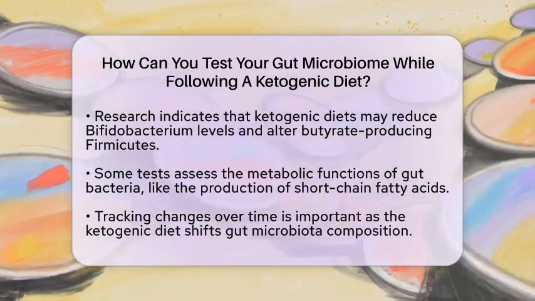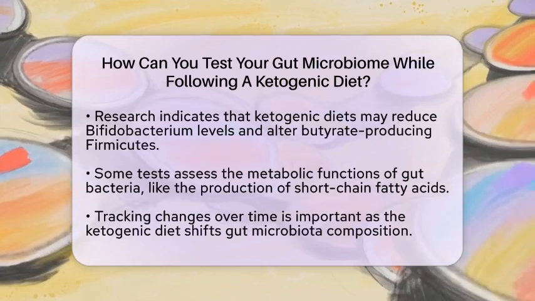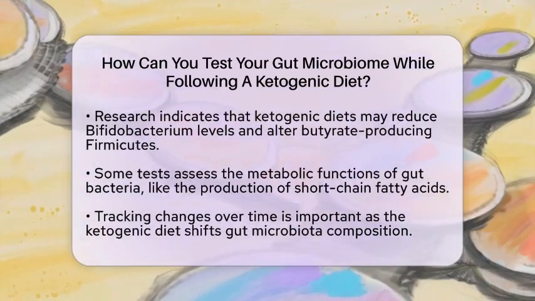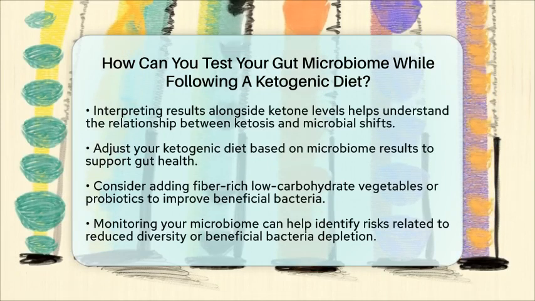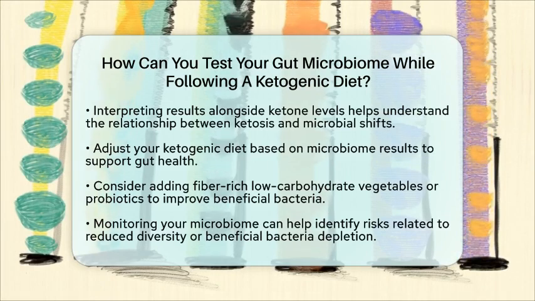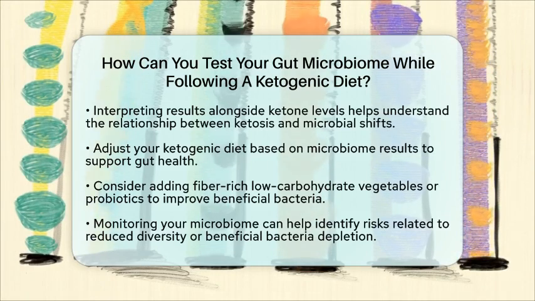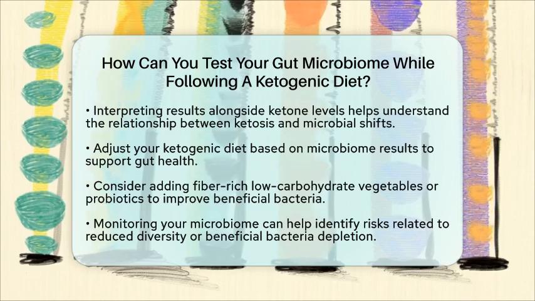For example, higher ketone levels often coincide with decreased bifidobacteria and changes in microbial diversity. With this information, you can make adjustments to your ketogenic diet for better gut health. Consider incorporating fiber-rich low-carbohydrate vegetables or probiotic supplements to support beneficial bacteria.